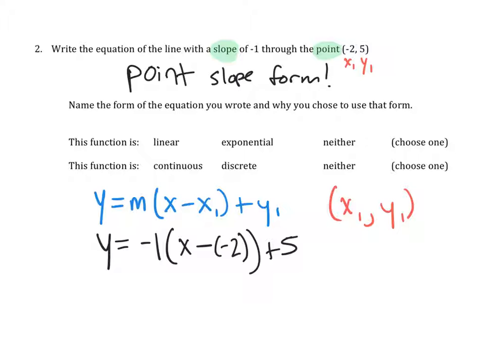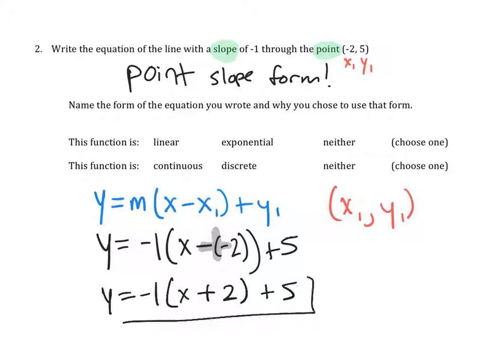Y'all, what happens when we have a negative and a negative right next to each other? Anybody know? If you are telling me it changes to a plus, you are so correct. So it changes just to a big fat plus. So this is going to be negative 1 times x plus 2 plus 5 right there. So that's going to be my final equation.